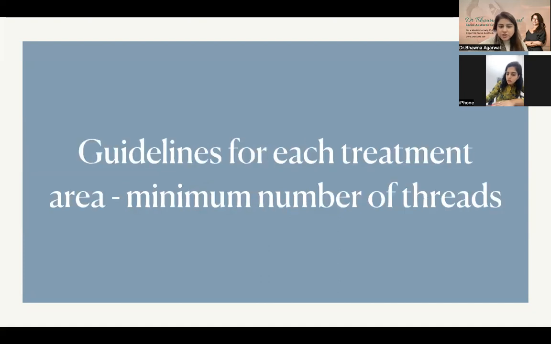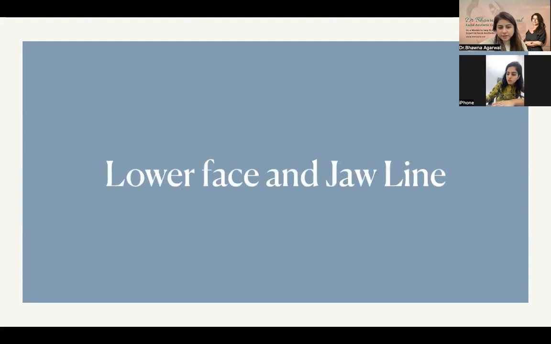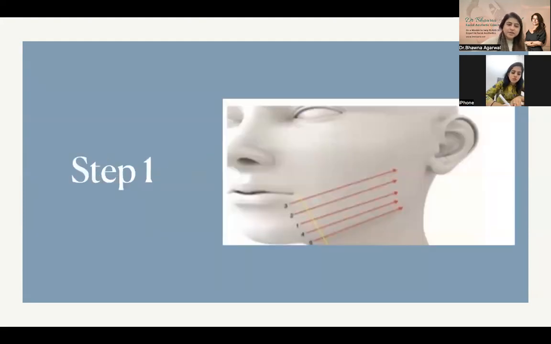So, guidelines for each treatment area and the minimum number of threads. For the lower face and jawline, this first step is basically for cogs. For the lower face, you can place 5 cogs. Again, different brands have different lengths of threads, so this is in general a rough idea. If only the lower face is there, then you can put either mono threads or cog threads, 5 each side, small ones.